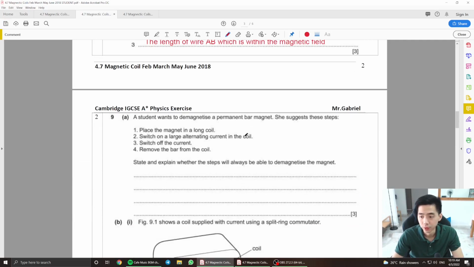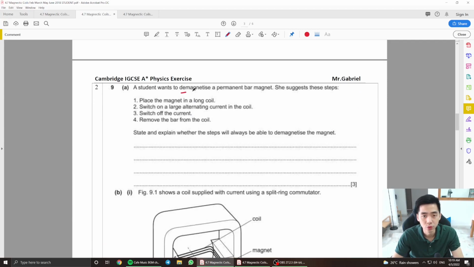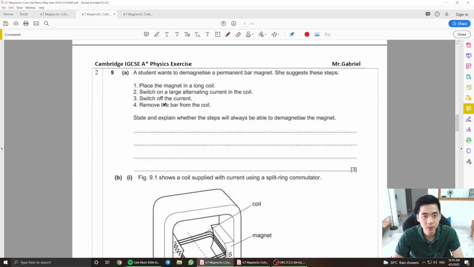And moving on to the next question. A student wants to demagnetize a permanent bar magnet. She suggests these steps here. Place the magnet in a long coil, switch on the alternating current in the coil, switch off the alternating current, then remove the bar from the coil. You're not supposed to switch it off first; you're supposed to leave the current on first, then remove the bar from the coil. Yeah, so this is the only step that is wrong.